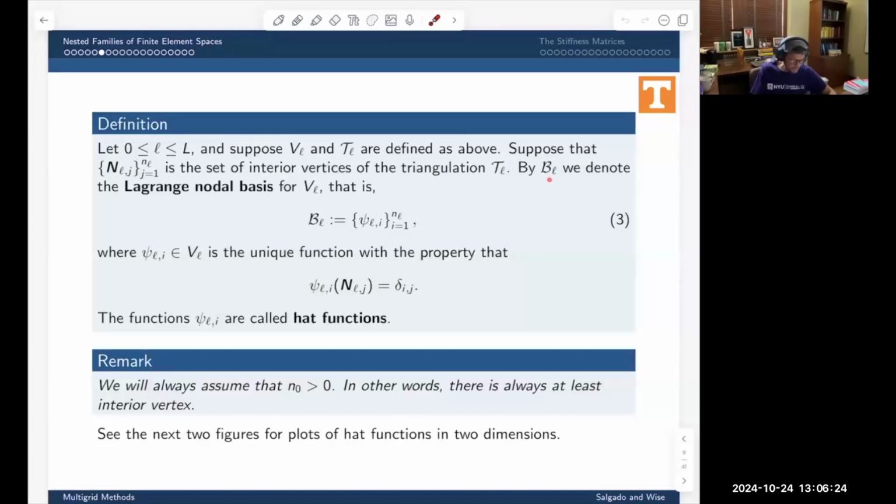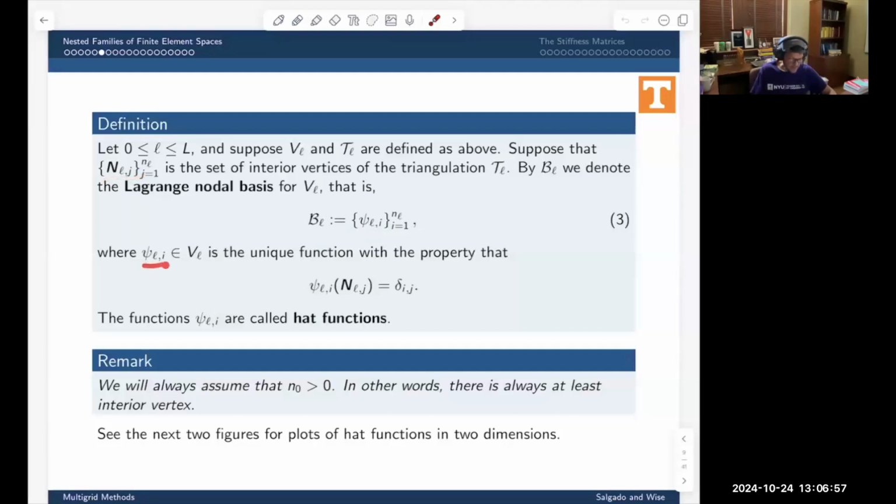Let BL denote the Lagrange nodal basis for VL. That is, BL is equal to the set of all of these functions, and I'm going to describe those in a second. They're the same number of functions, NL, as there are interior vertices in the triangulation. Sometimes I'll call these nodes, and that's why it's given this letter N. The interior vertices are interior nodes. So there's the same number of basis functions as there are vertices or nodes.